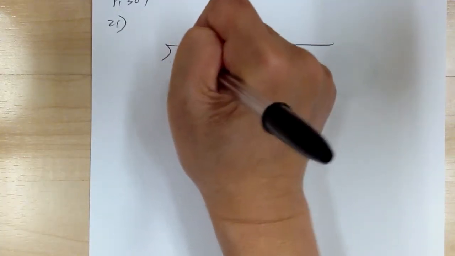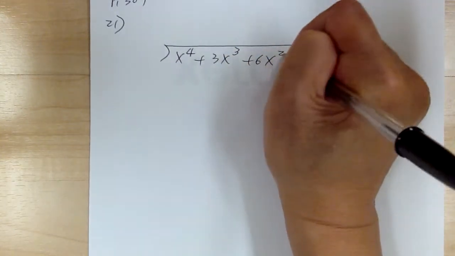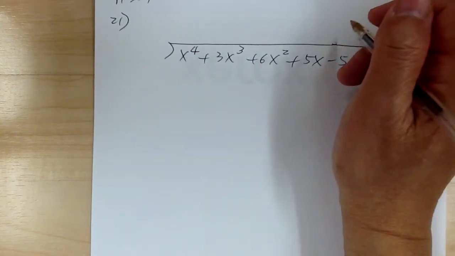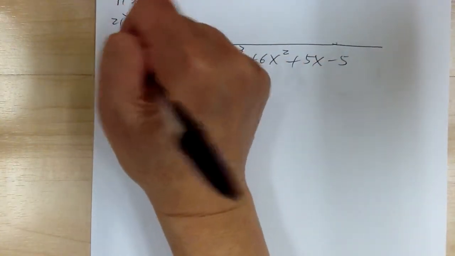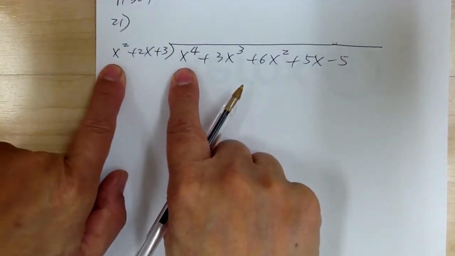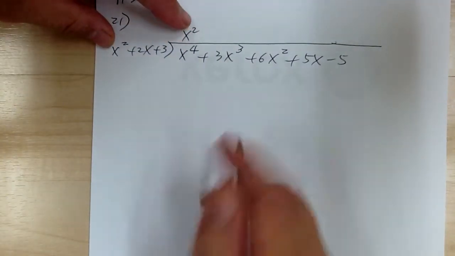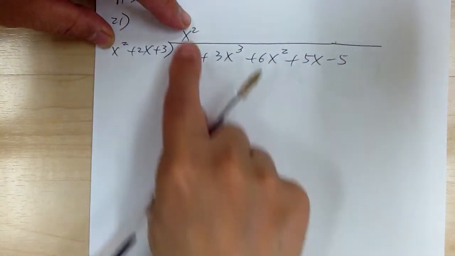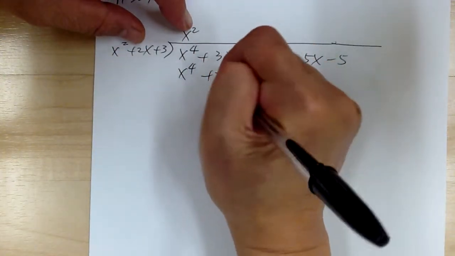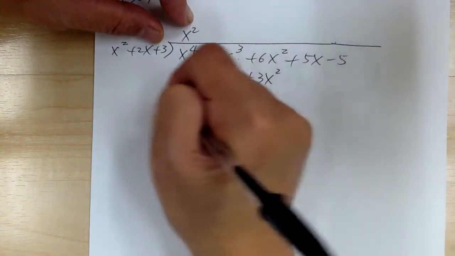Here, x to the 4 plus 3x to the 3 plus 6x squared plus 5x minus 5. And you want to divide it by x squared plus 2x plus 3. So again, you look at the first term. Okay, so you need to get x squared over here. So that way when you multiply, the first term will match. So x squared times x squared gives you x to the 4. Next one plus 2x to the 3. Next one plus 3x squared.